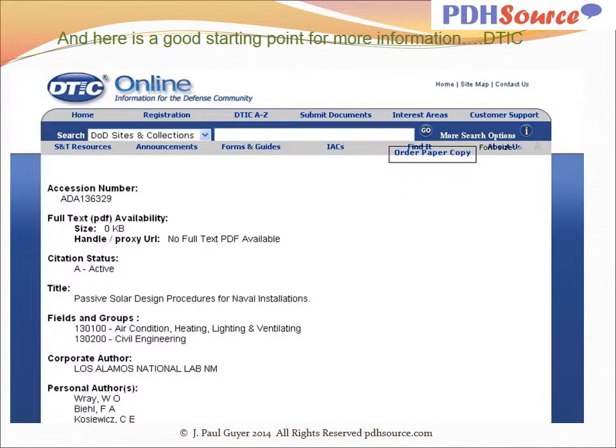Here is a publication that you may find helpful for the detailed design of your building. It can be obtained from the Defense Technical Information Center.